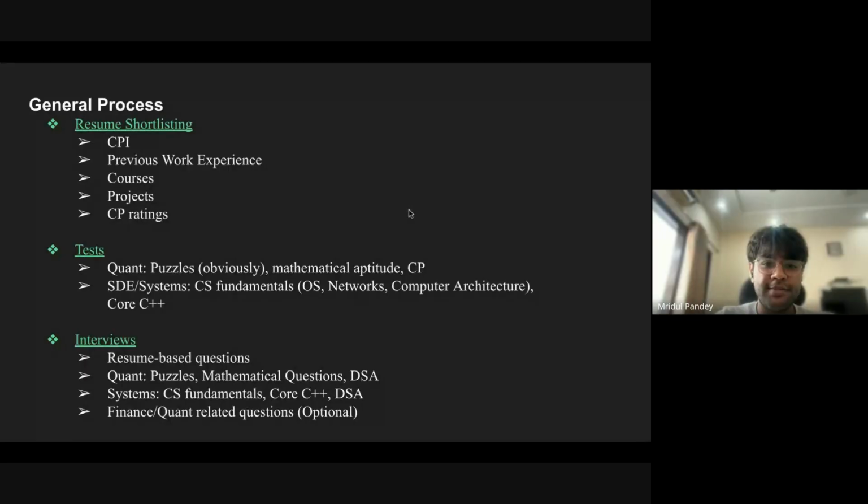Almost every company has a slightly different process and different types of questions they ask. They have similar patterns, but as Swastik and Chetan mentioned, foreign HFTs like Da Vinci have a very different process.